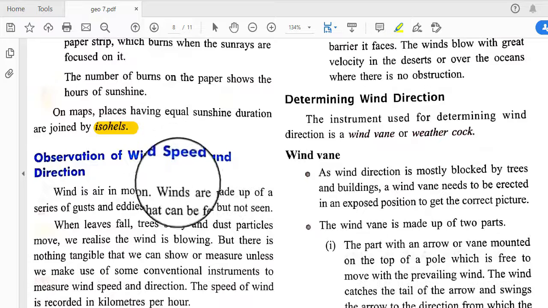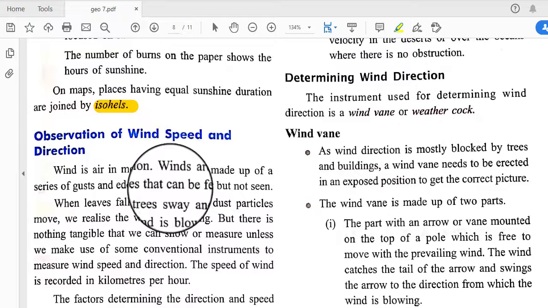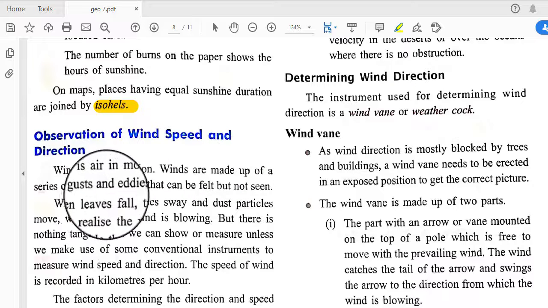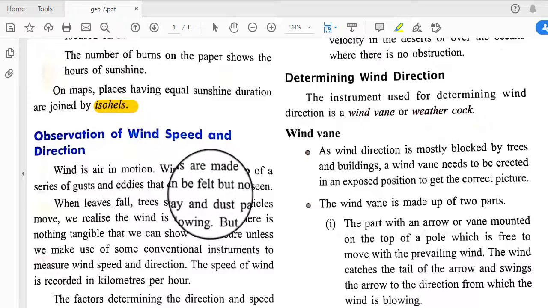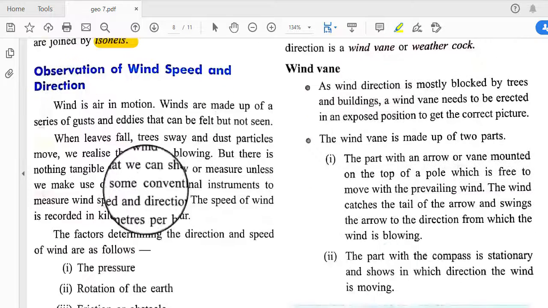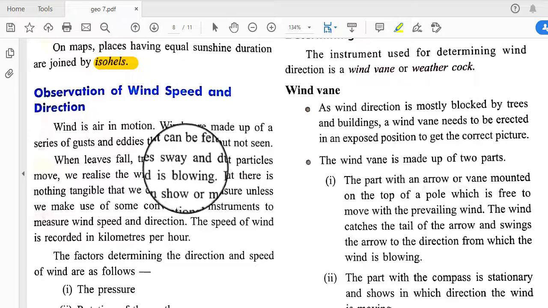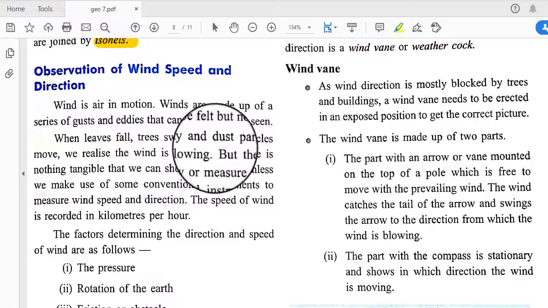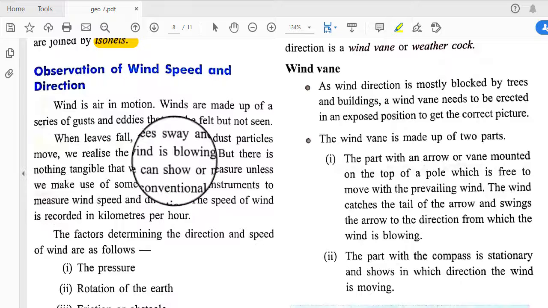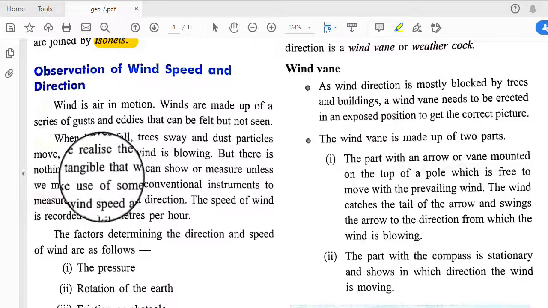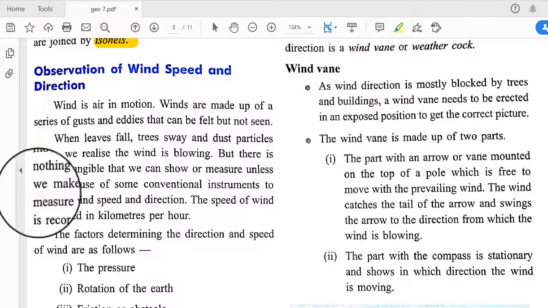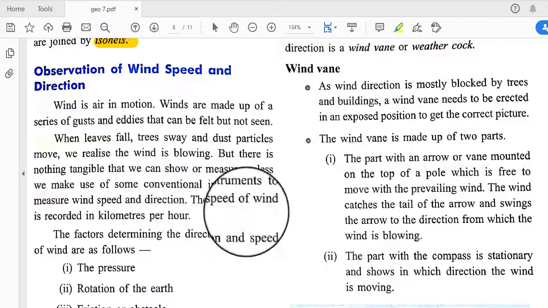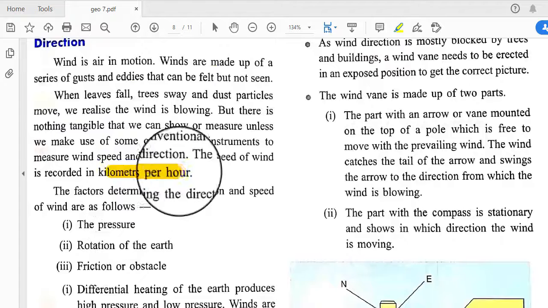Okay. Observation of wind speed and direction. Wind is air in motion. Winds are made up of a series of gusts and eddies that can be felt but not seen. So we cannot see but we can feel the speed of wind. When leaves fall, trees sway and dust particles move, we realize the wind is blowing, but there is nothing tangible that we can show or measure unless we make use of some conventional instrument to measure wind speed and direction. The speed of wind is recorded in kilometers per hour.